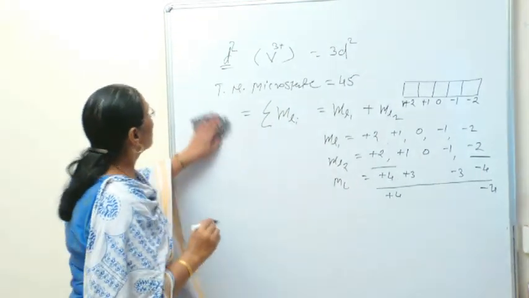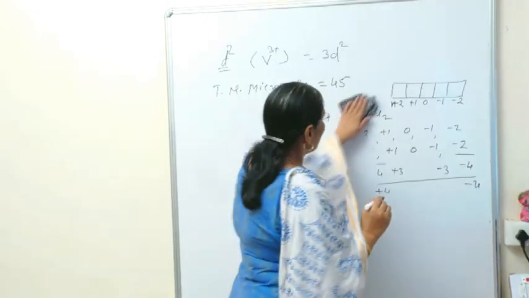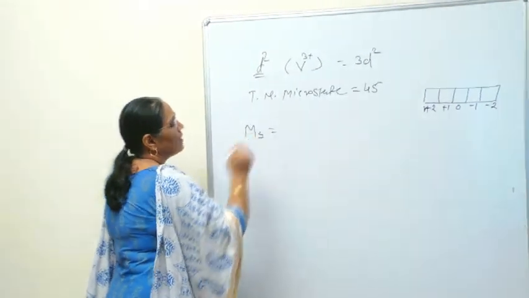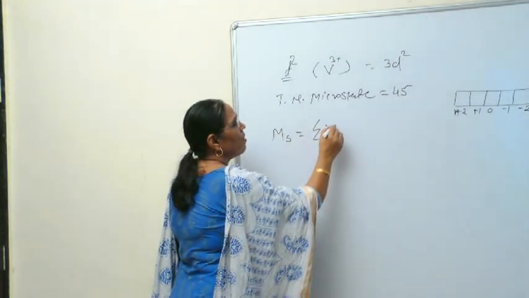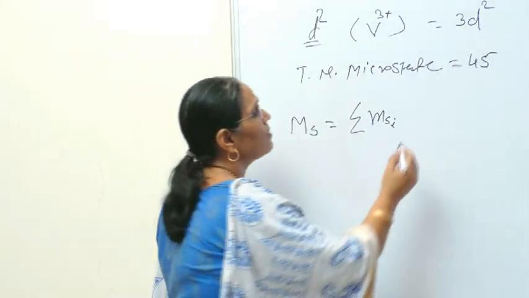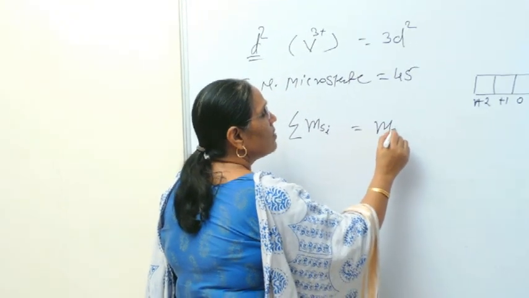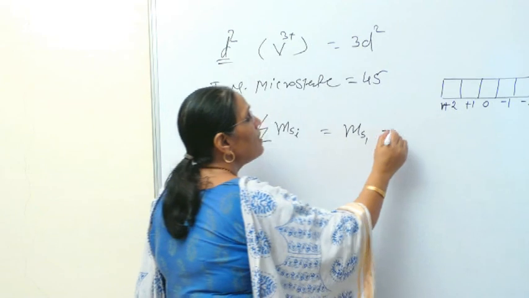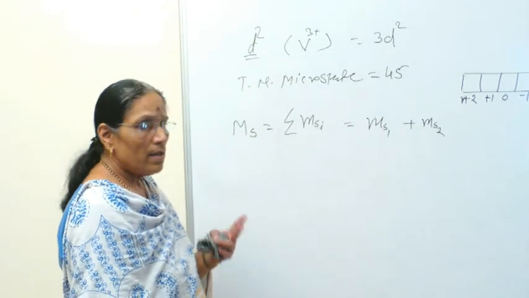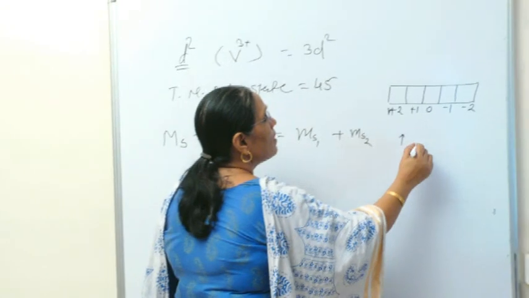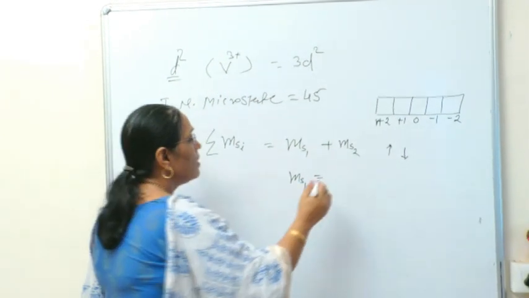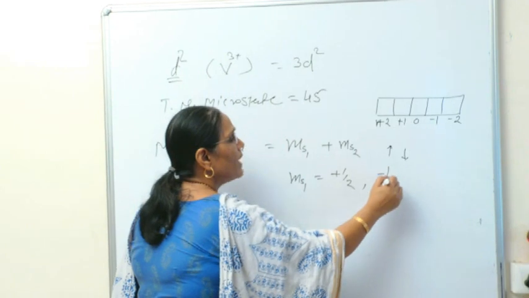Next we will determine the total Ms value. As there are 2 electrons, the total Ms is given by the summation of msi. Again, small ms is the spin quantum number of an individual electron. So, as there are 2 electrons, ms1, the spin quantum number of the first electron, plus the spin quantum number of the second electron. We know that an electron can have only 2 spin values, either +1/2 or -1/2. So the first electron can have the spin values of +1/2 as well as -1/2.